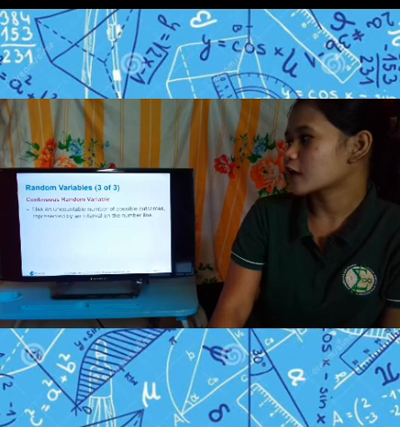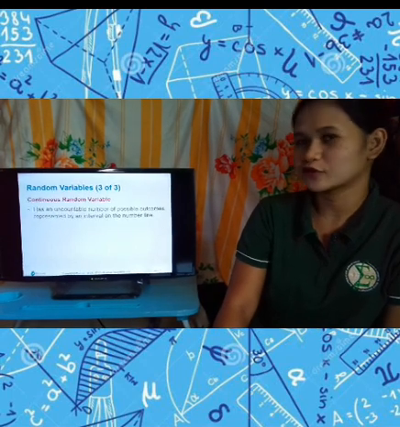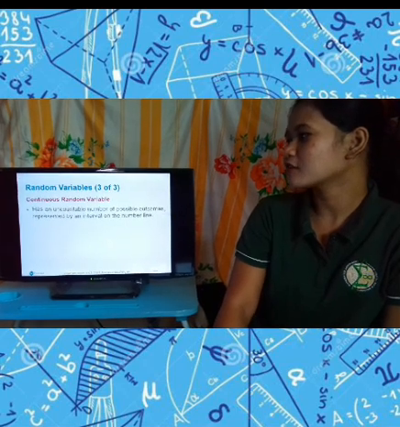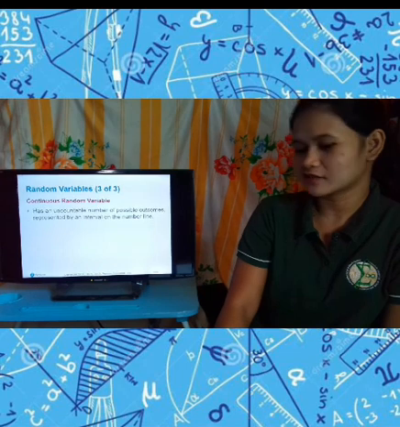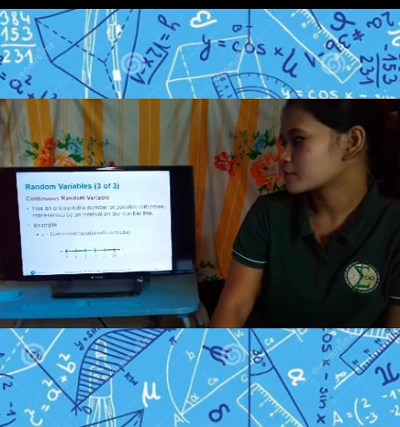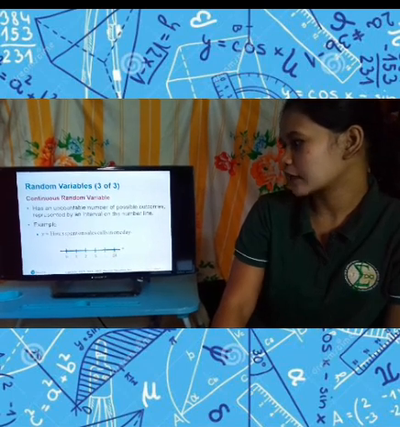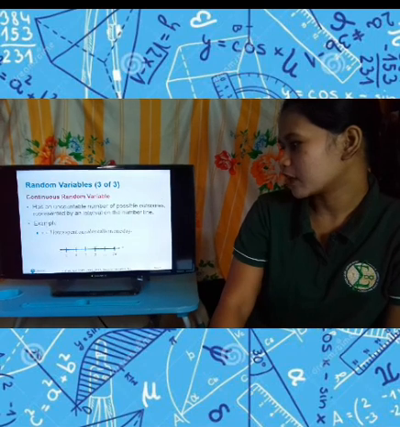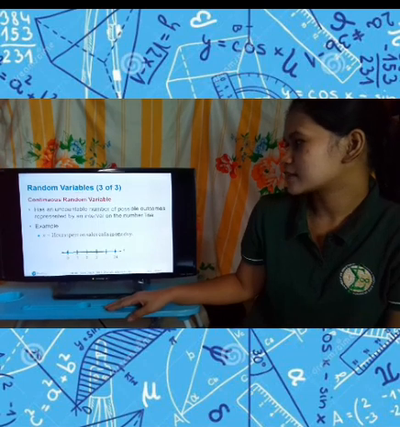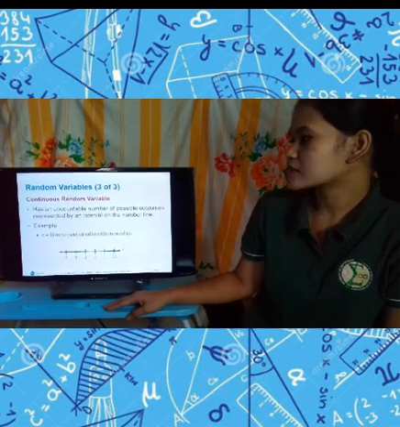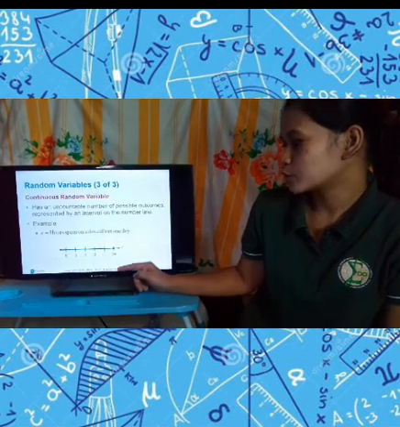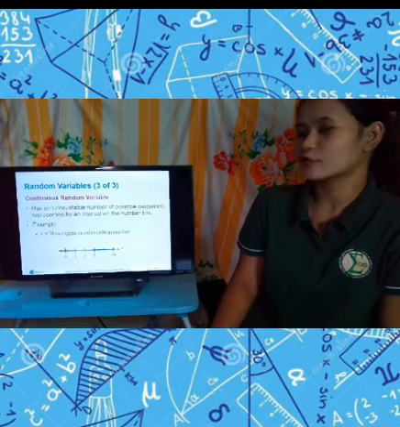Then another type of random variable is the continuous random variable. It has an uncountable number of possible outcomes represented by an interval on the number line. So our example is x is equal to the hours spent on sales calls in one day. And under that is another number line, but since a continuous random variable is represented by an interval, our interval here is from 0 up to 24, since there are 24 hours in one day.